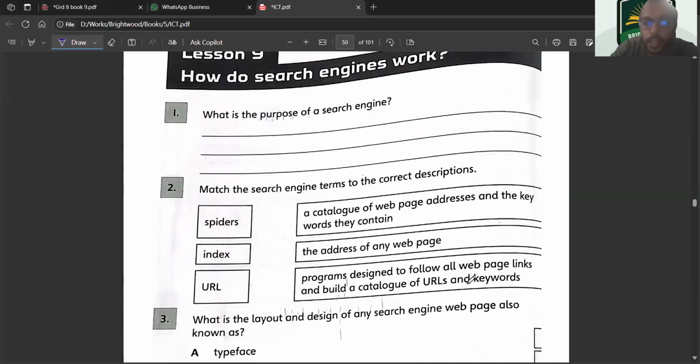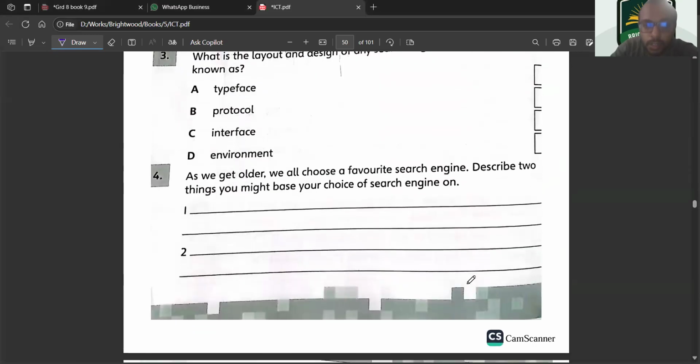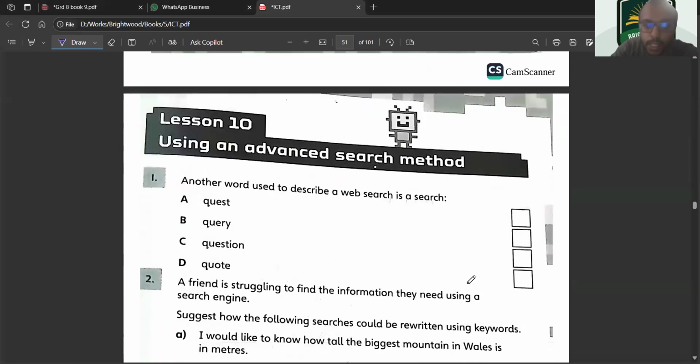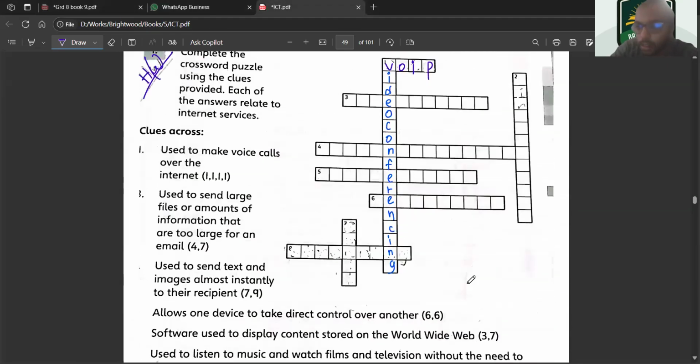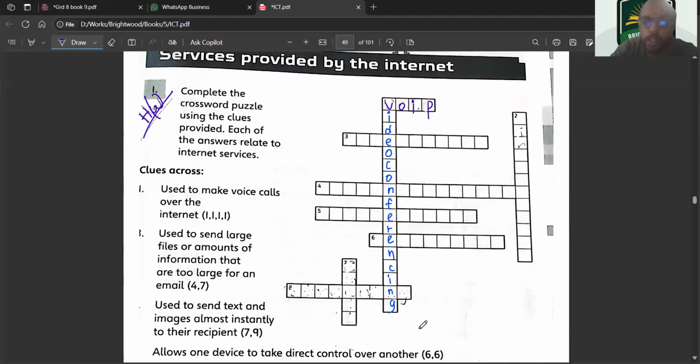And I have started a little about the search engine. We will do this one also next day. I think it's almost time up, so we will do it next day.